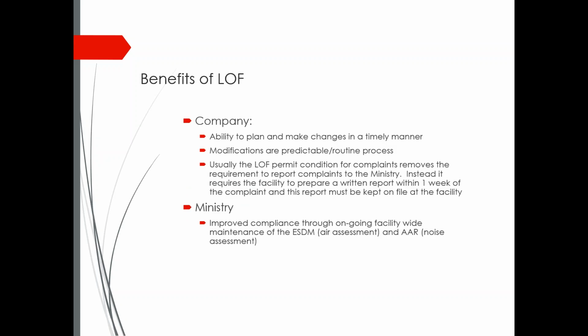So the benefits of having an ECA with an LOF is, for the company, you have the ability to plan and make changes in a timely manner because you don't have to submit an ECA amendment. You can make modifications and routine process changes that are predictable. And usually the LOF permit condition for complaints removes the requirement to report complaints to the ministry. Instead, it requires the facility to prepare a written report within 1 week of the complaint, and this report must be kept on file at the facility. For the ministry, it's improved compliance through an ongoing facility-wide maintenance of the ESDM and the AAR.